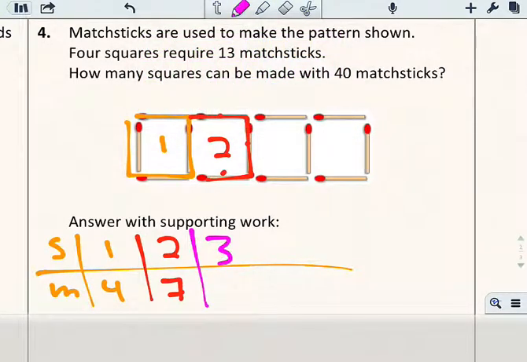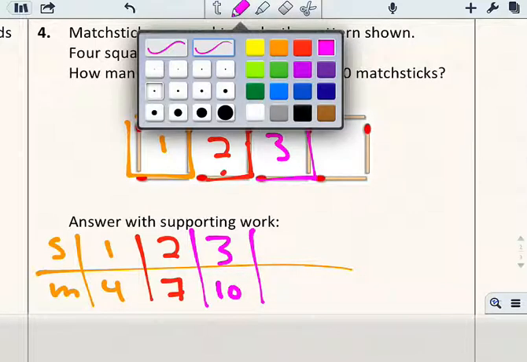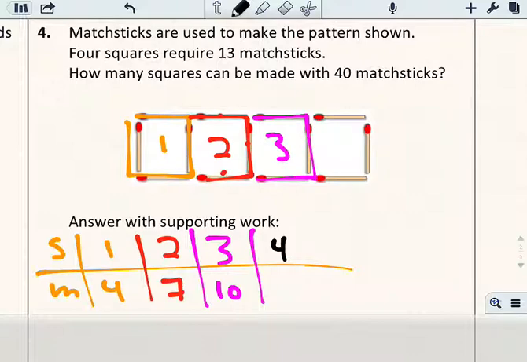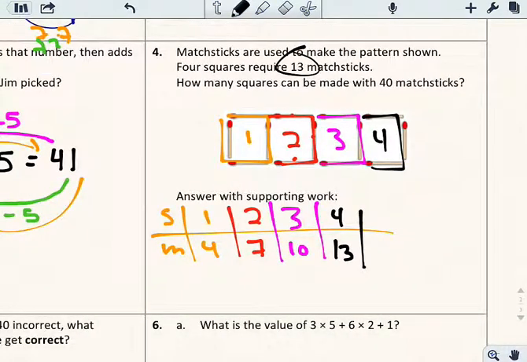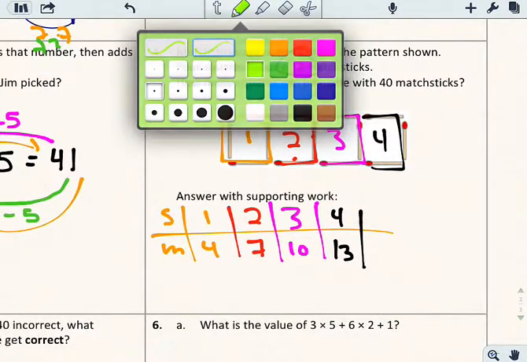If I want this third one, I'm going to again need 3 more. So that's going to be 10. And then 4, 3 more is 13, which we are told, which confirms the way we're thinking is really good. So if I want to know how many can be made with 40, I can actually just continue this pattern, which I think might be the way I'll take.